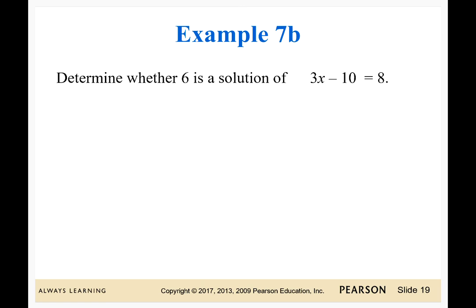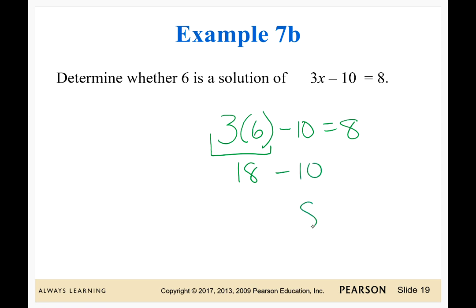Same thing. Determine whether 6 is a solution of 3x minus 10 equals 8. So start with your equation. Every place you see an x, you're going to replace it with parentheses and then put that 6 inside those parentheses. So is 3 times 6 minus 10 equal to 8? So again, order of operations tells us that we do that multiplication first. So 3 times 6 is 18.